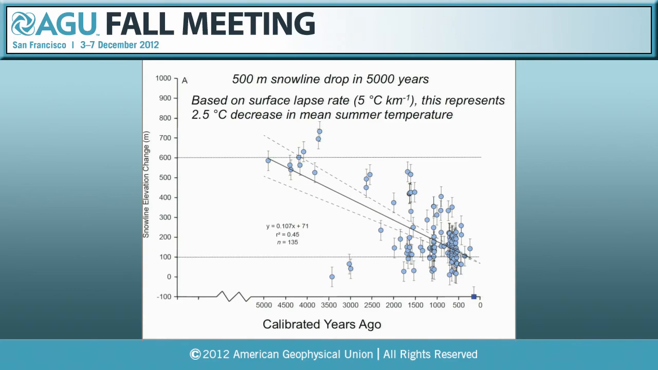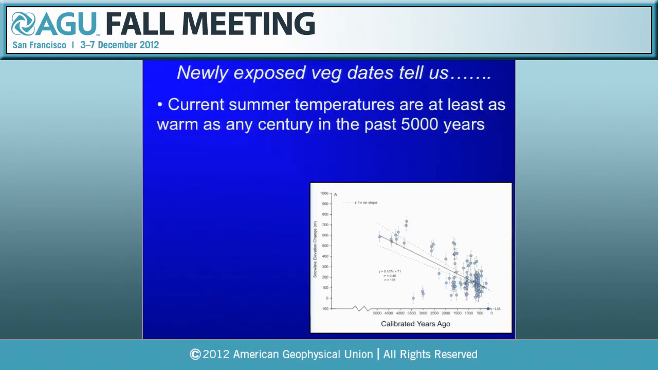And presumably, we're looking at the orbital decrease in insolation that occurs in summer and across the high latitudes in the northern hemisphere. Now, not all of the data are on here. But from these data alone, we can say that the current temperatures are at least as warm as any century in the past 5,000 years.